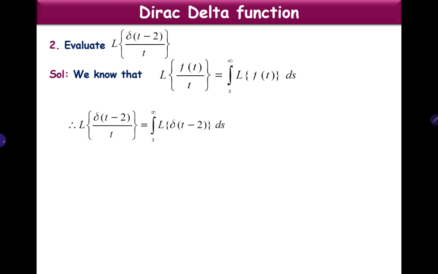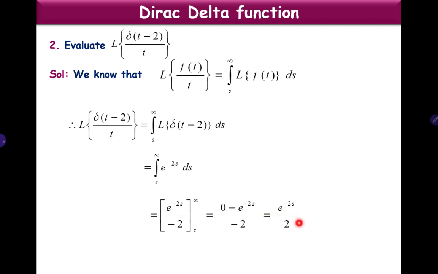Therefore L of delta of t minus 2 by t is integral s to infinity L of delta of t minus 2 ds. What is Laplace of delta of t minus 2? Laplace transform of delta of t minus a is e power minus as. Therefore Laplace of delta of t minus 2 is e power minus 2s. So integral s to infinity e power minus 2s ds. What is the integral of e power minus 2s? It is e power minus 2s by minus 2 within the limits s to infinity. If we apply the upper limit infinity, e power minus infinity is 0, minus the lower limit s, so minus e power minus 2s by 2. That gives e power minus 2s by 2.